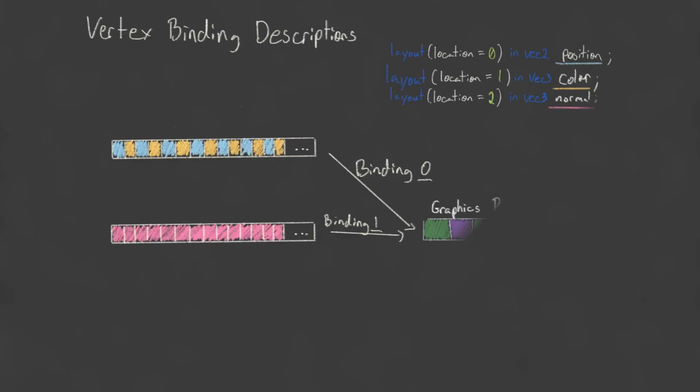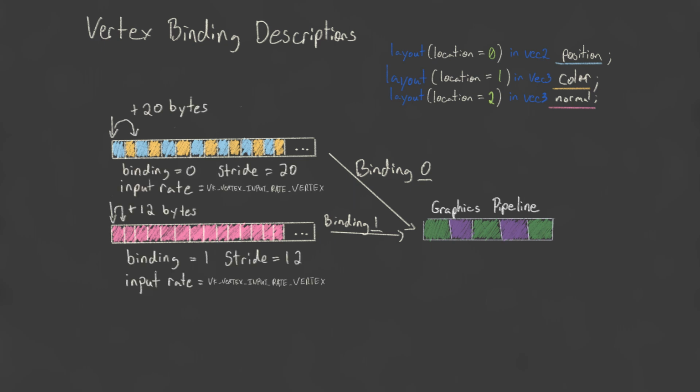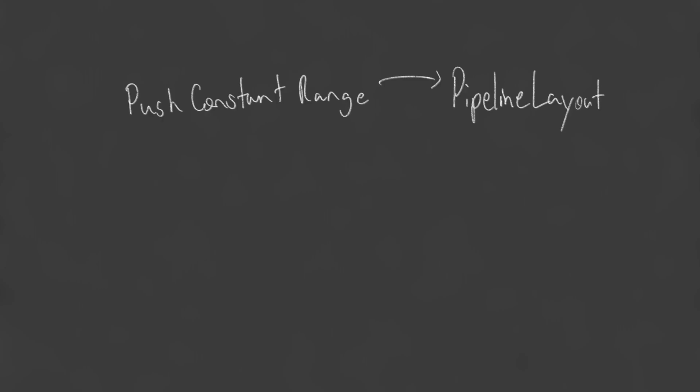Somewhat akin to how we need to provide binding and attribute descriptions to our graphics pipeline so that it knows what to expect for the format of the vertex buffer data, in the case of push constants, we need to provide push constant ranges to our pipeline layout. A push constant range is very simple and only contains three fields. The stage flags field specifies what shader stages will have access to this push constant range.